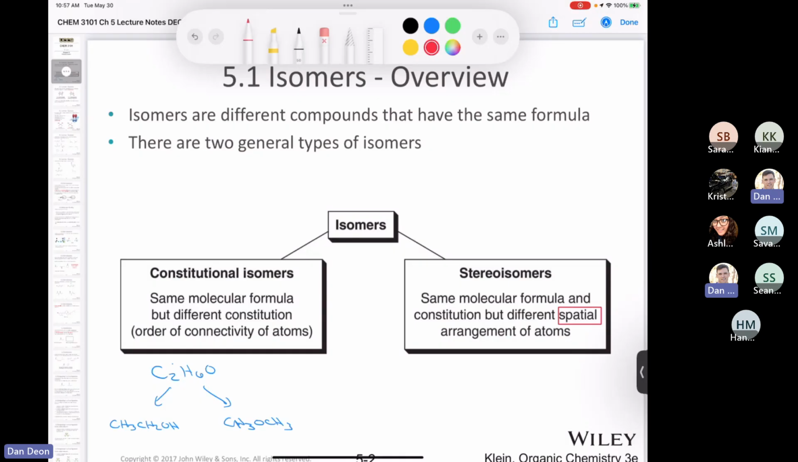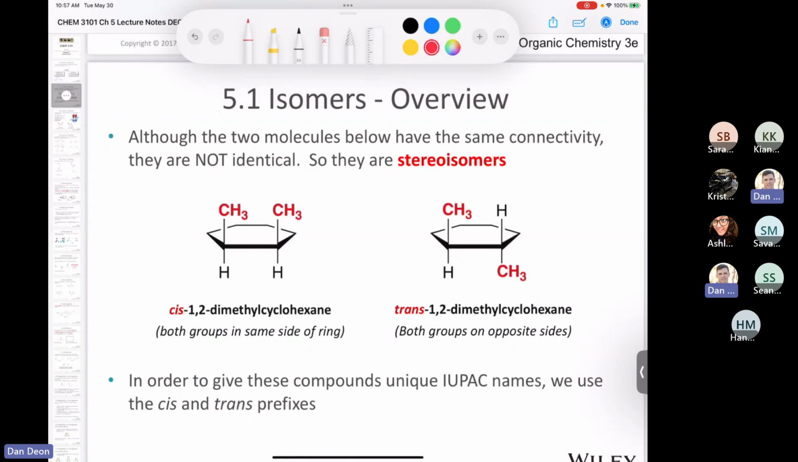Now, what I just showed you is one type of stereoisomer. Those are called enantiomers. They're non-superimposable mirror images, and we're going to get to that in a little bit. So one form of stereoisomerism that you've already seen in this class would be cis and trans. If you look at these two molecules here, cis 1,2-dimethyl cyclohexane and trans 1,2-dimethyl cyclohexane, what do they have in common? They both have a cyclohexane ring with two methyl groups on it.